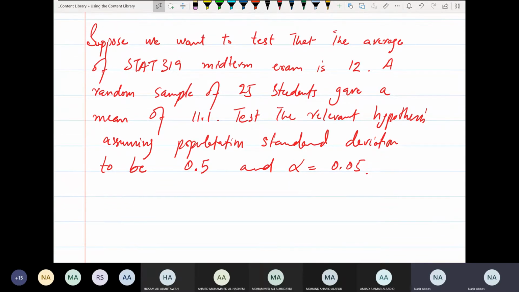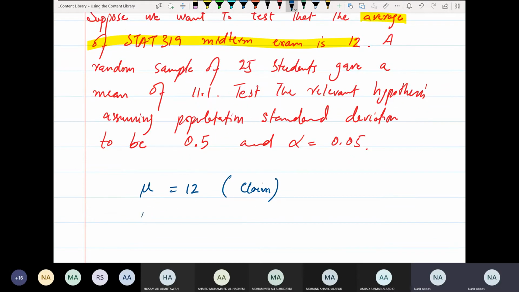We have to test that the population average of the midterm exam is 12. So first we read the question and write it down in terms of a statement. We want to test that the average of the Stat 319 midterm exam is 12. I'm going to write the question in terms of notation, that is mu equals 12. That is my claim. Then I will write the opposite: mu is not 12. Then I will see which one has the equal sign. The first one has the equal sign, I'll call it H0. The second one does not have an equal sign, I'll call it H1.